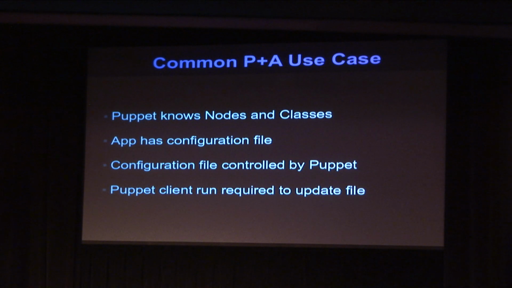So Puppet knows about your nodes and your classes. Your app may have a configuration file. Maybe it's a Spring properties file or a log4j config or, again, database.yaml, any of these things. Optimally, that file is controlled by Puppet, right? I mean, that's what we want, to manage consistent configuration. The problem is that to make that change happen, you essentially have to do a new run on the nodes.